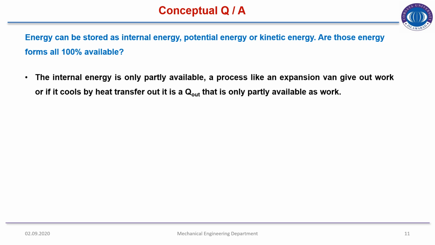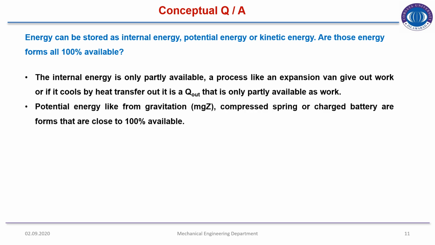Energy can be stored as internal energy, potential energy, or kinetic energy. Are those energies 100% available? The answer is that the internal energy is only partly available. A process like expansion gives out work, or if it cools by heat transfer out, it is only partly available as work.